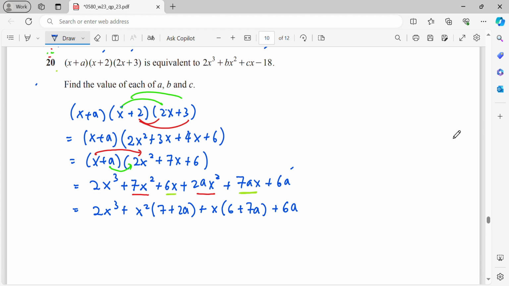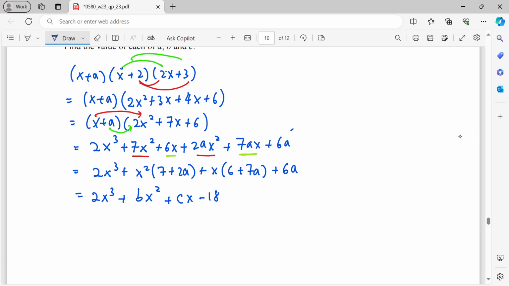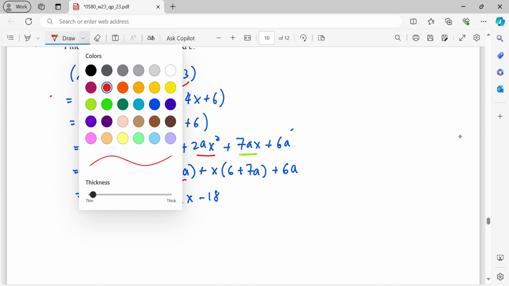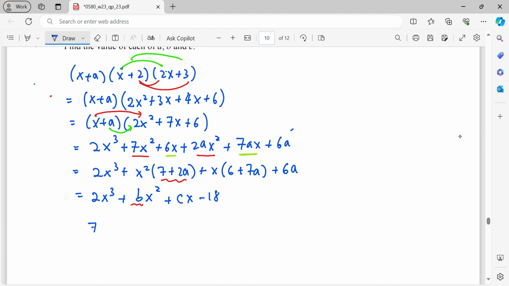Now I will compare with the given four terms, which equals 2x cubed plus bx squared plus cx minus 18. From here, I will compare. When you compare, 7 plus 2a is b. So I will write 7 plus 2a equals b as the first equation. Then after that, 6 plus 7a is c.